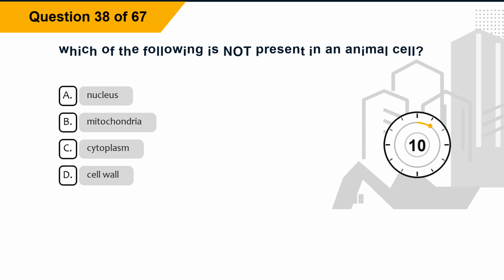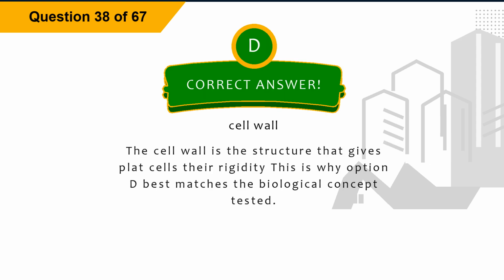Question 38. Which of the following is not present in an animal cell? Option A, nucleus. Option B, mitochondria. Option C, cytoplasm. Option D, cell wall. The correct answer is option D, cell wall. Explanation. The cell wall is the structure that gives plant cells their rigidity. This is why option D best matches the biological concept tested.